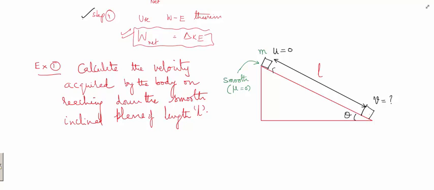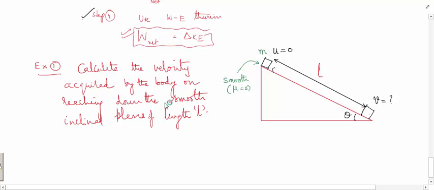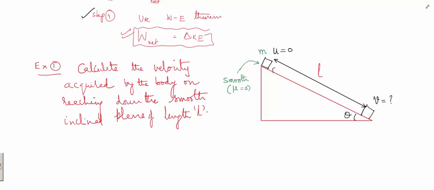Calculate the velocity acquired by the body on reaching down the smooth inclined plane of length L. So how do we calculate the velocity acquired by the body, this particular body of mass m, on reaching down the inclined plane here? It is a smooth inclined plane of length L. Here is a body of mass m. It is starting from rest. Our aim is to calculate the velocity using work energy theorem.